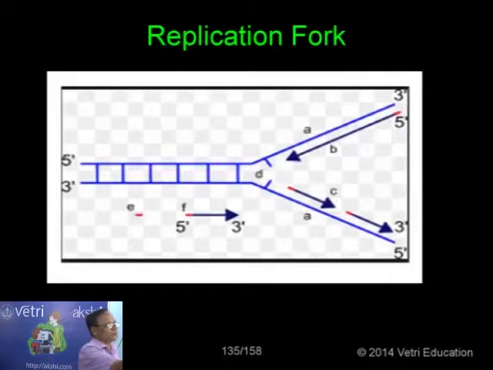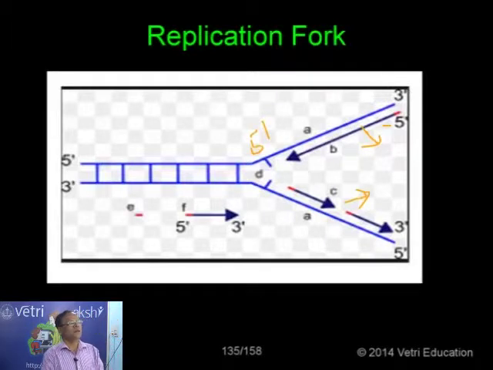Now this is a template. This is a new strand which is being synthesized continuously. This is a new strand which is synthesized discontinuously. The blue lines represent the template. Now this is the template running in the 3' to 5' direction. This is a template in the 3' to 5' direction, and that is the template for the synthesis of the leading strand. You see the arrow mark, it is growing towards the replication fork.